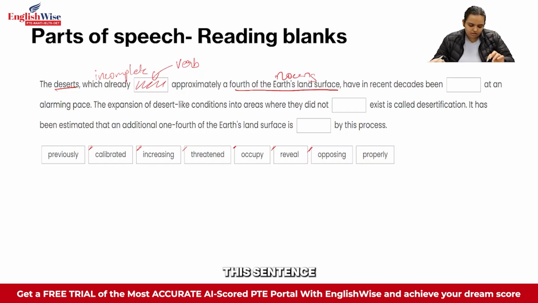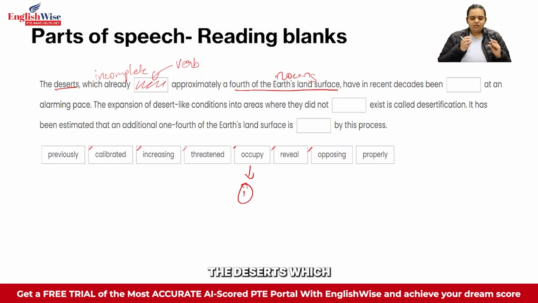Now when I read this sentence again, I can't say which already calibrated. Calibrating is not possible when you're talking about desert. The desert is sitting on the Earth's surface, so it is using the area of that Earth's surface. So it is occupying that area. So I'll put occupy as my first answer, because that makes sense there. The deserts which already occupy approximately a fourth of the land's surface have in recent decades been dashed at an alarming pace.